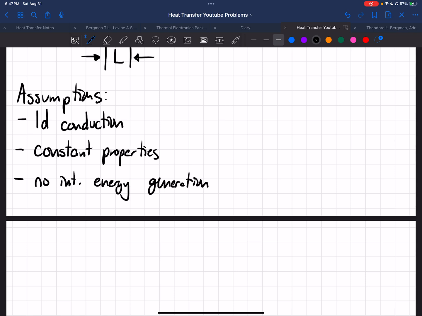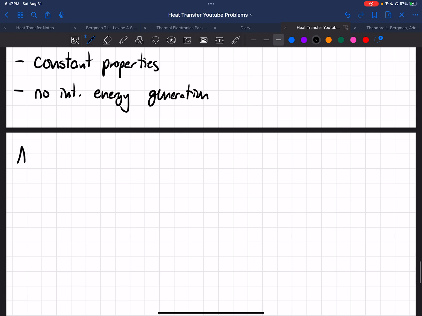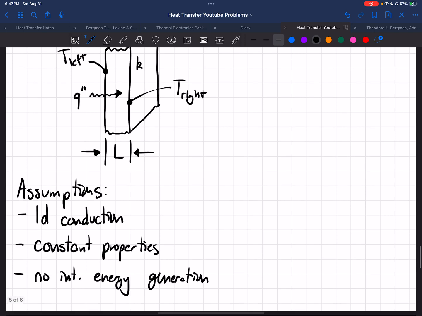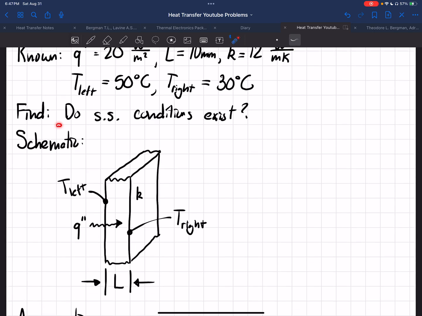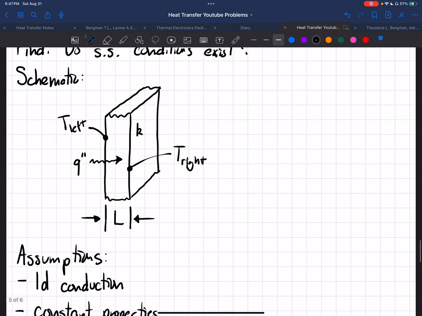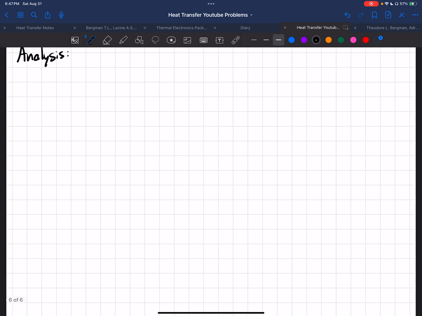Okay, now we can move on to our analysis. So how do we tackle this problem? We are trying to find whether the conditions for steady state exist. So what does that mean? If we have steady state in a system, that means the things that are going into the system are the same as the things that are going out of the system, which in this case means we're trying to figure out if the heat going into the system is equal to the heat going out of the system.